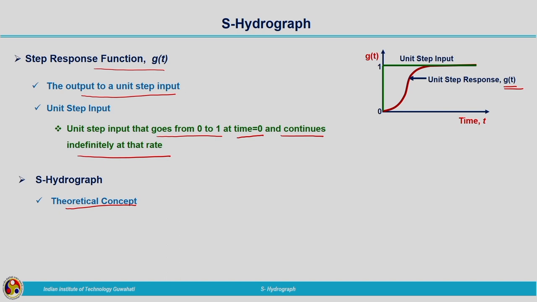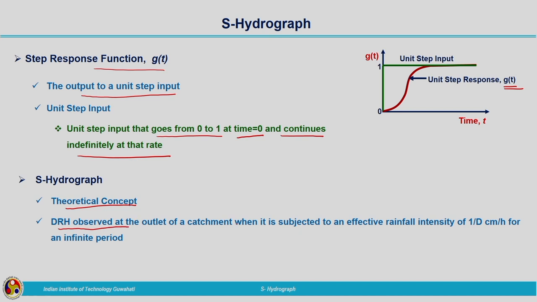What is S-hydrograph? S-hydrograph is a direct runoff hydrograph observed at the outlet of a catchment when it is subjected to an effective rainfall intensity of 1 by d centimeters per hour for an infinite period. When you compare S-Hydrograph and unit hydrograph, S-Hydrograph is the direct runoff hydrograph obtained from the catchment when it is subjected to an input of 1 by d centimeters per hour for an indefinite period. It is continuing like that.